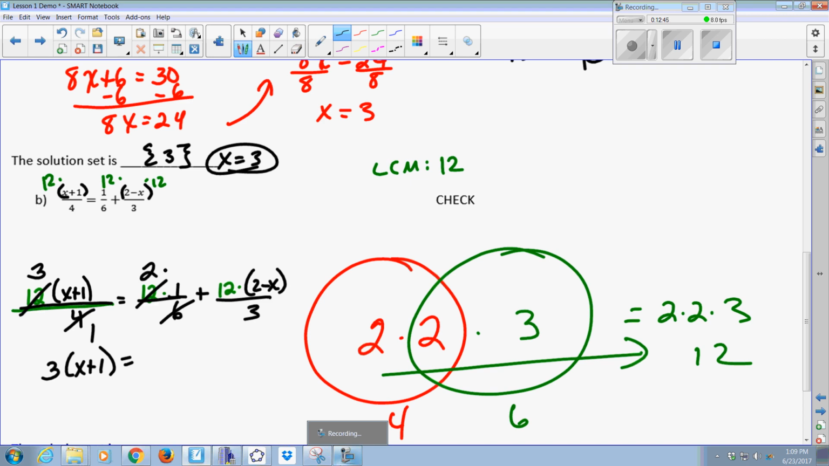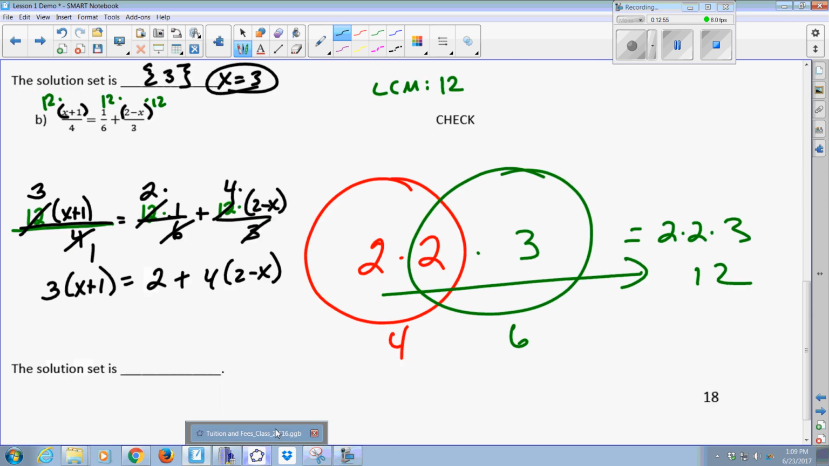2 times 1 is 2. 3 goes into 12 4 times. 4 times the quantity 2 minus x. Lo and behold, you have this really nice looking linear equation to solve. No fractions. You're happy, you're relieved. So now you just go about your business as you have learned to do when solving linear equations.